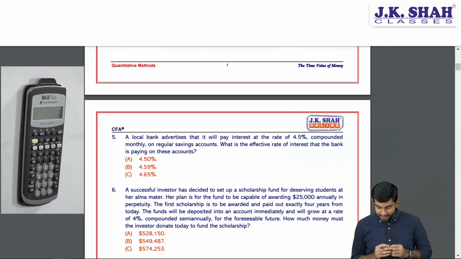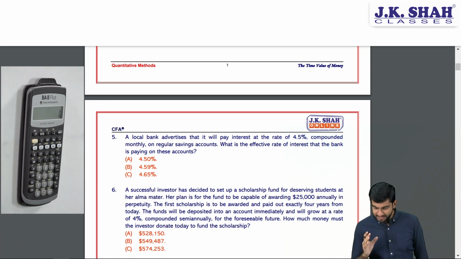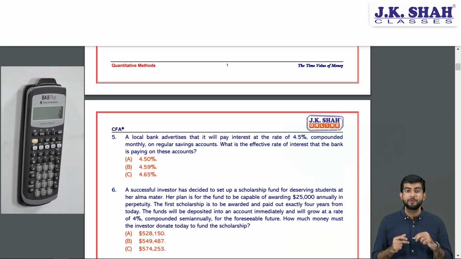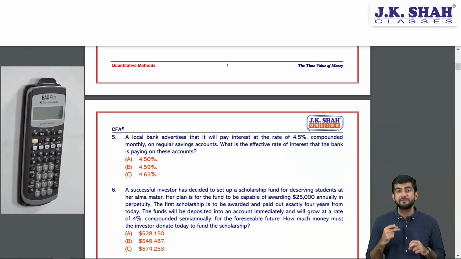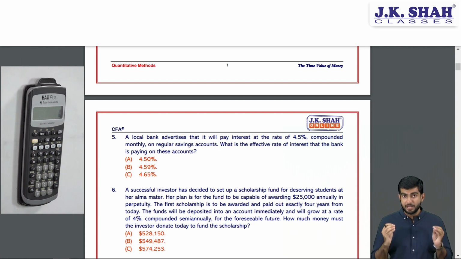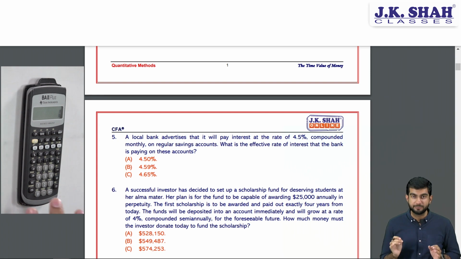A local bank advertises that it will pay interest at the rate of 4.5% compounded monthly on regular savings account. What is the effective rate of interest that the bank is paying on these accounts? So 4.5% compounded monthly means the effective interest rate is going to be something more than 4.5%. Now if you look at the textbook, there are complex formulas given, but in calculator we have shortcuts. So how to solve this question?